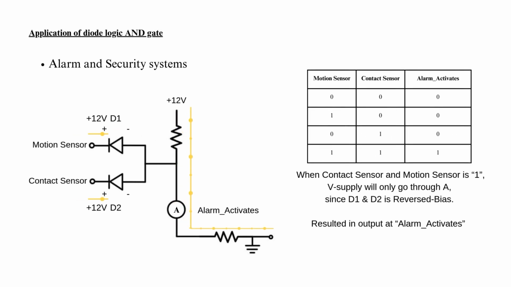When contact sensor and motion sensor both send out 1, V supply will go through to alarm activates since D1 and D2 are both reverse biased, which activates the alarm.